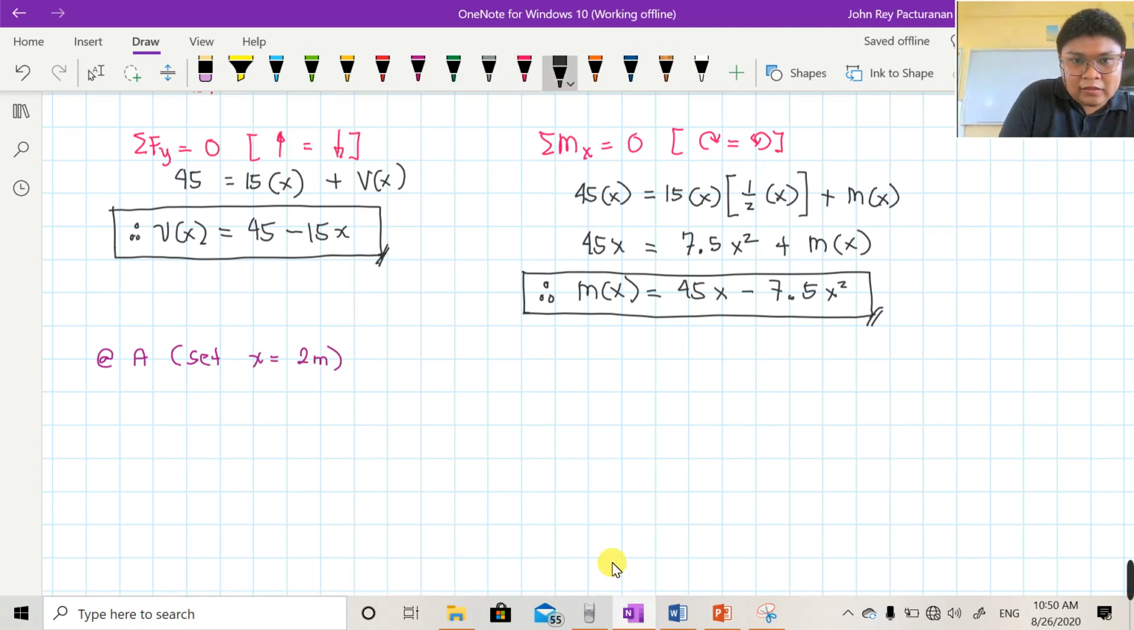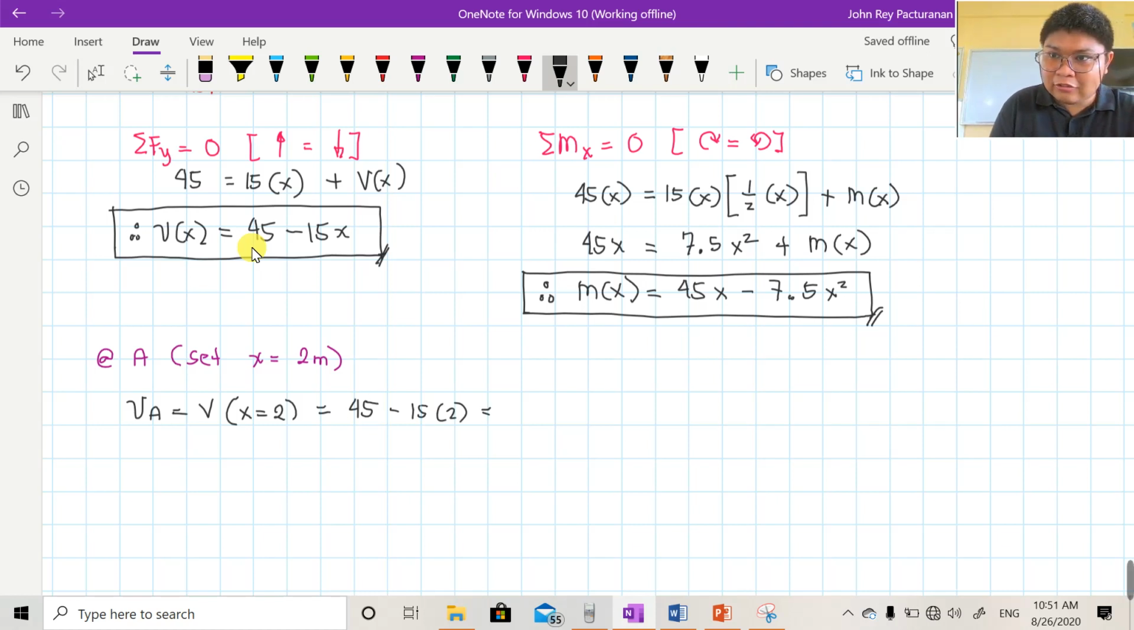So, therefore, class, we can now find the shear at A, which is the shear at x equals 2. And as you can see, we have already derived that equation. So, this is it, right? V of x equals 45 minus 15x. So, therefore, 45 minus 15 times 2. All you need to do is substitute those values, and you will find 15 kilonewtons.